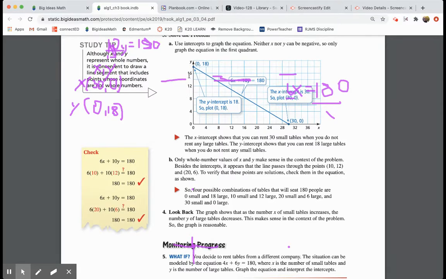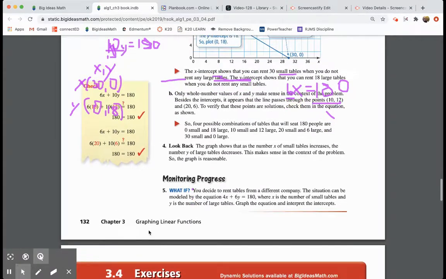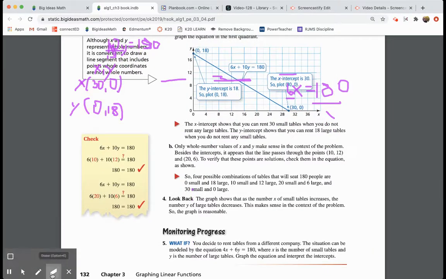So we would go back and look at our graph. Let me switch colors here. So we go back and look at the graph, and let's see if we can tell 4 more places where it touches the line.